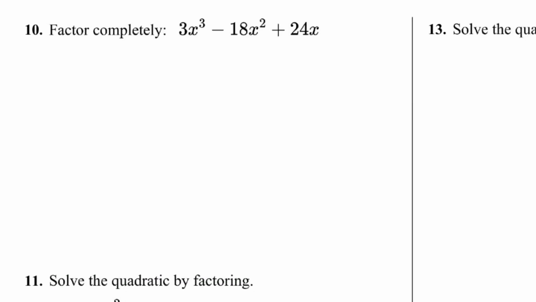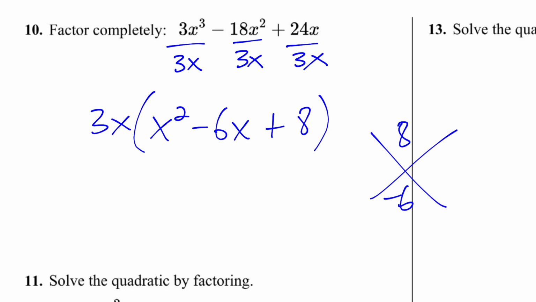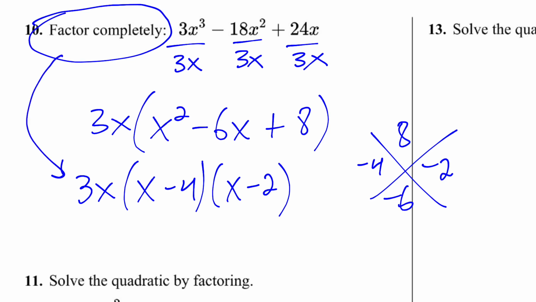The last one of this type, we're going to divide all 3 by 3x. This will be x squared minus 6x plus 8. If I do the x method here, 8 on top, negative 6, this will be negative 4 and negative 2. So I'll rewrite that as x minus 4 and x minus 2. So when it says factor completely, this is the step I stop at. And for all the last 3, I had to factor out a GCF first, then use the x method. The first 2, it was just the x method.